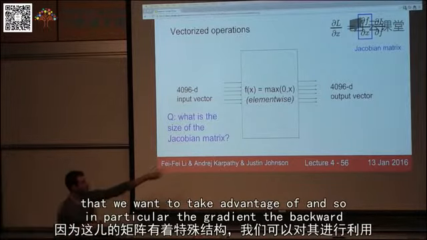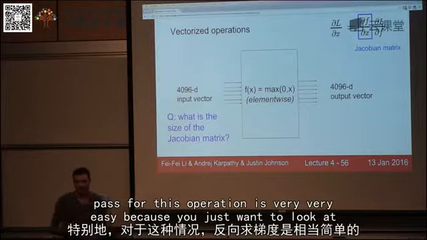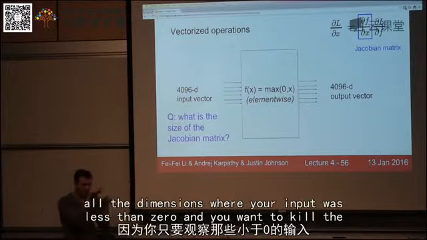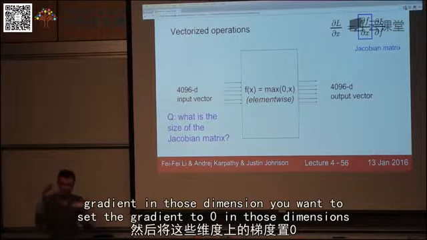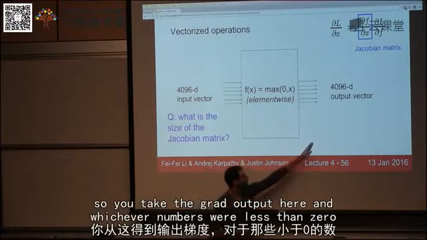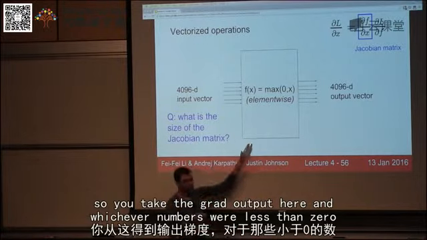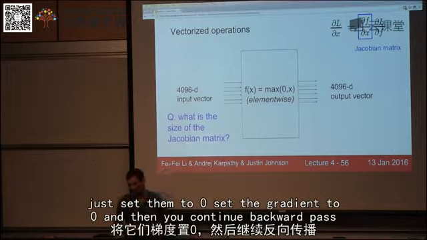In particular, the backward pass for this operation is very, very easy, because you just look at all the dimensions where your input was less than 0, and you kill the gradient in those dimensions. You set the gradient to 0 in those dimensions. So you take the grad output here, and whichever numbers were less than 0, you just set those gradients to 0, and then you continue the backward pass.